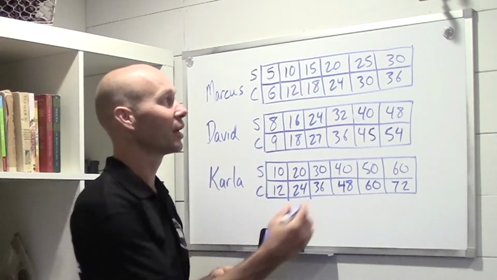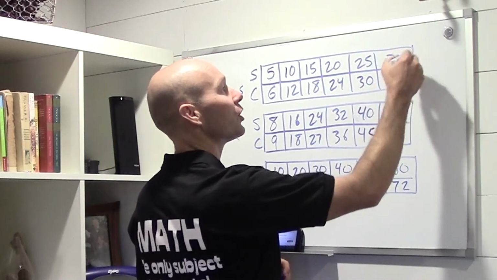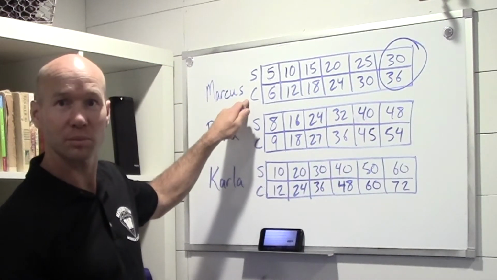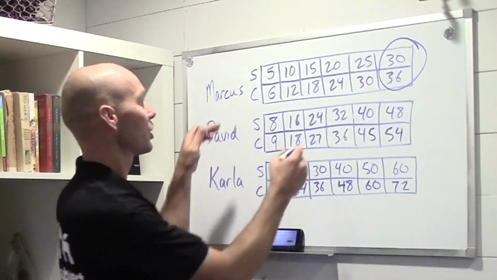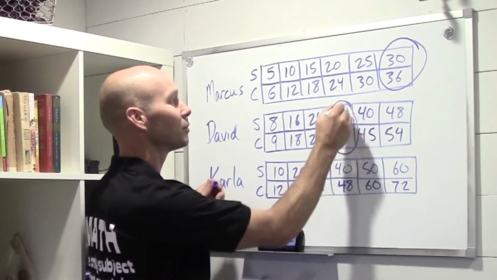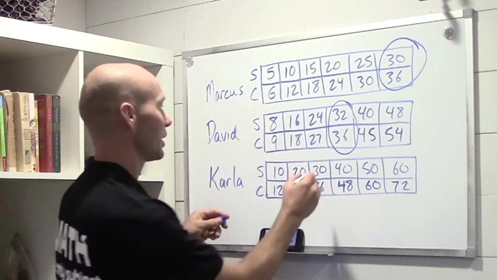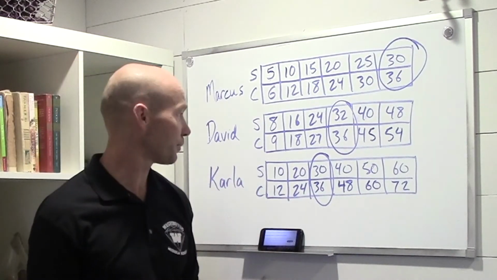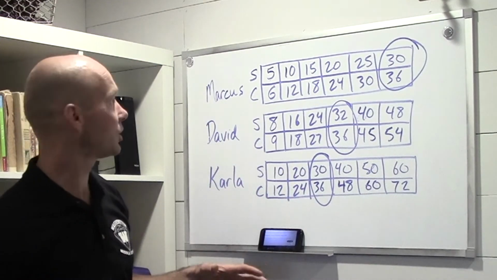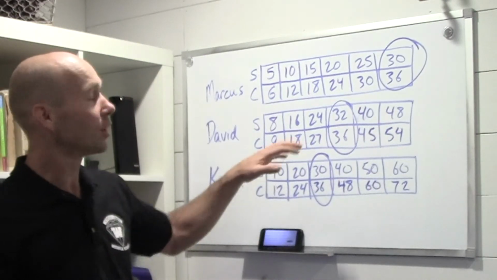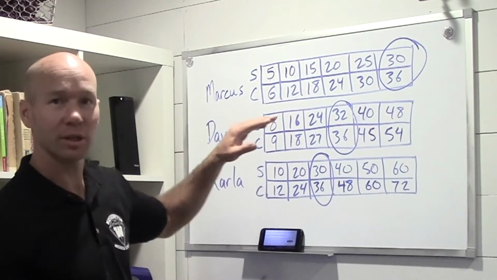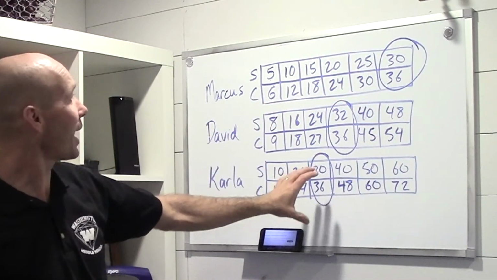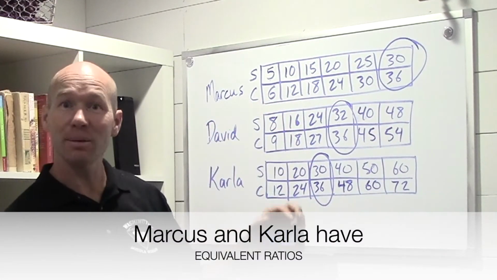Look at this. I've got 36 minutes putting away clothes for Marcus, 36 minutes putting away clothes for David, and 36 minutes of putting away clothes for Carla. Who has the greatest ratio of sweeping to putting away clothes? Well, Marcus and Carla actually have the same ratio.